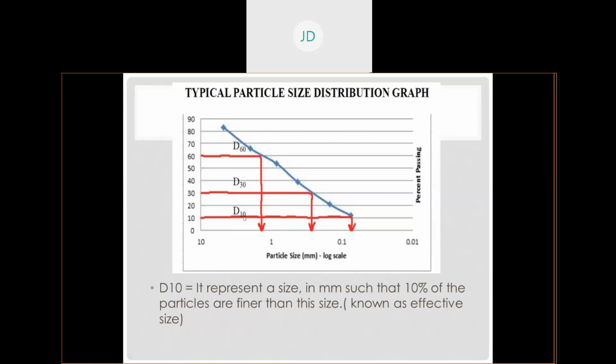So D represents diameter or size. And what are 10, 30, 60? This represents percentage finer. Always remember, this may be asked in viva. Okay, so we'll proceed.